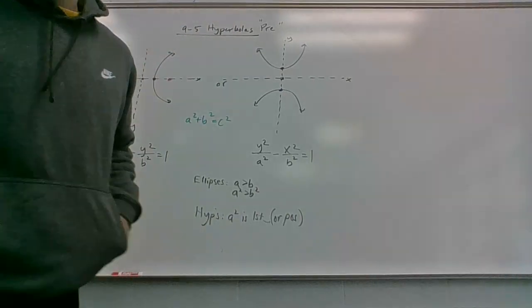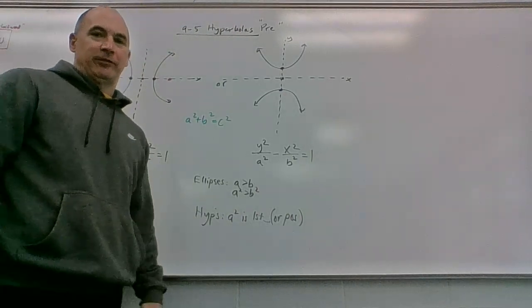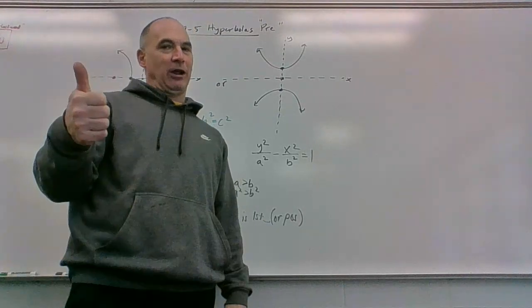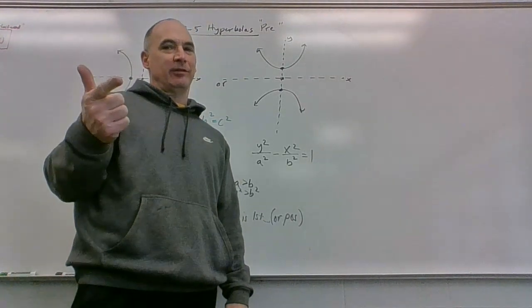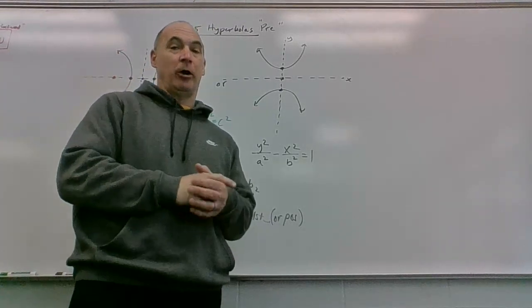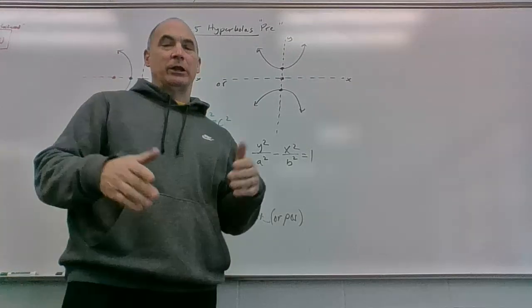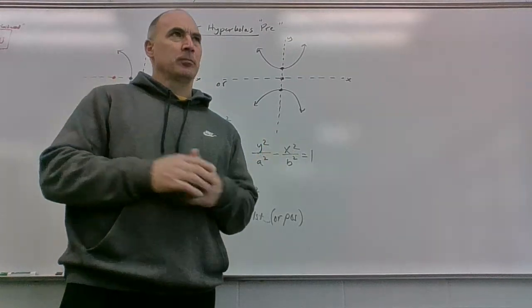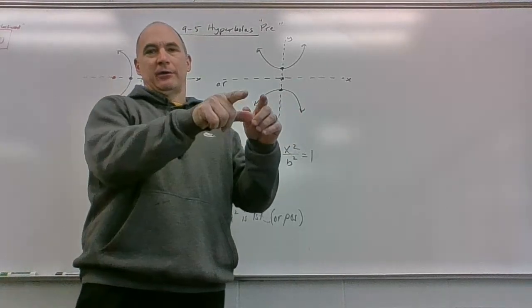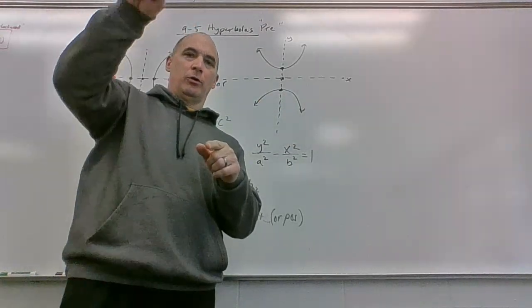We're up to 9-5, hyperbolas. So here we go. Now you've been taught parabolas, which I think are the toughest. Then ellipses, get a little easier. Hyperbolas, I think it gets even a little easier. So with that being said, there's really only two kinds of hyperbolas. Just like there's two kinds of ellipses. Ellipses, they're either long along the x or they're long along the y.